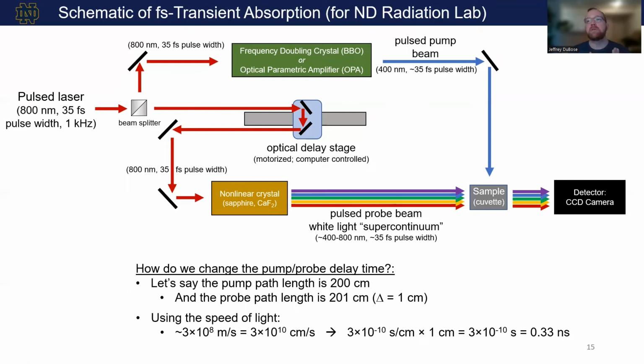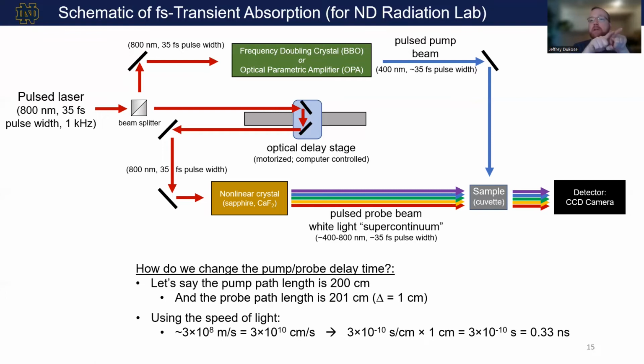The speed of light is roughly 3 × 10⁸ meters per second, or 3 × 10¹⁰ centimeters per second. Invert that, multiply by 1 centimeter, and that gives us about 0.33 nanoseconds of time delay. If we make the probe pulse travel a little bit more distance, we can, using the speed of light, know when it's going to arrive relative to the pump. Okay, so that's all well and good.